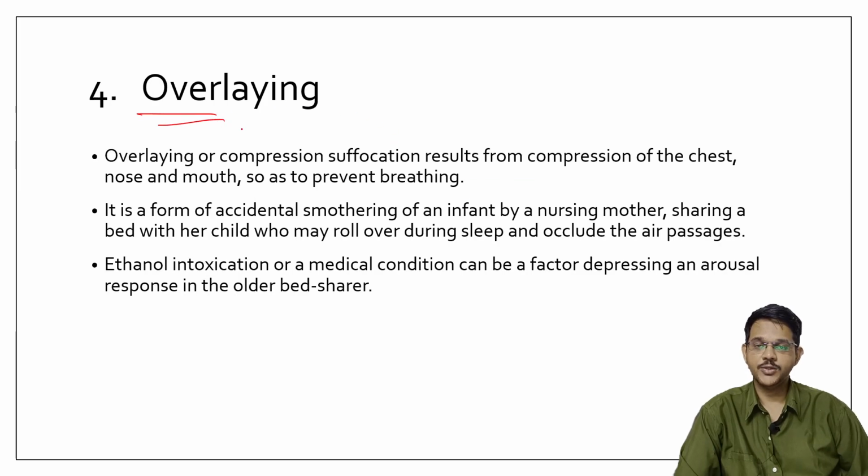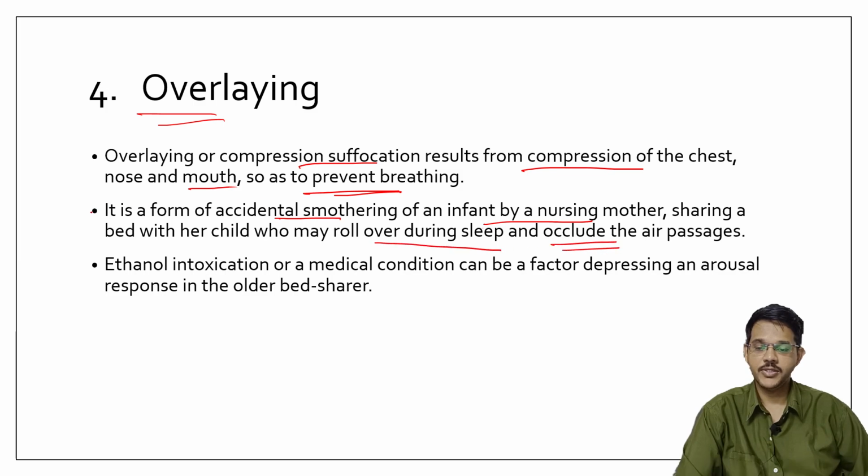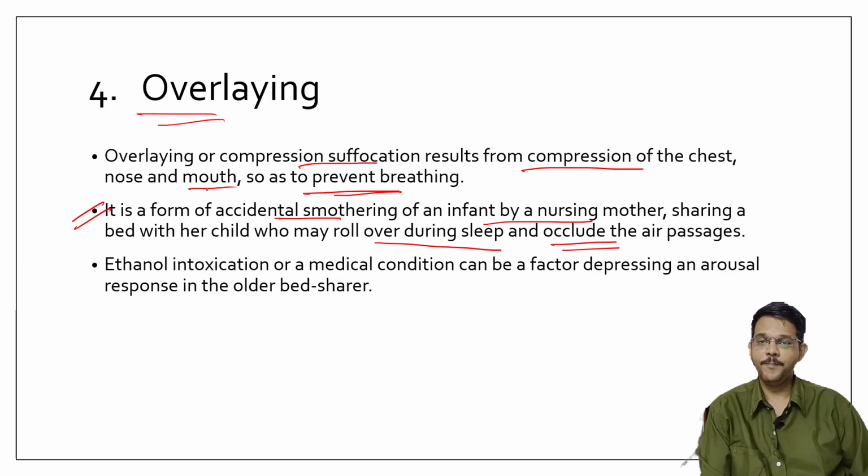Next form of suffocation is overlaying. In overlaying, compression suffocation results from compression of the chest, nose, and mouth so as to prevent breathing. So here the nose, mouth, and chest are all compressed, that is, face and chest are completely compressed. It is a form of accidental smothering of an infant by a nursing mother sharing a bed with her child, who may roll over during sleep and occlude the air passage. This is typically seen in death of infants by overlaying by the mother.